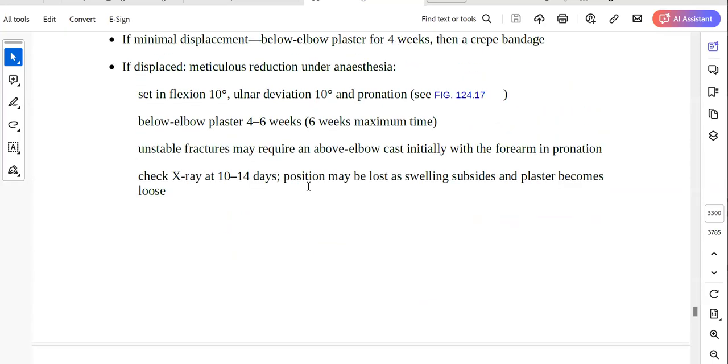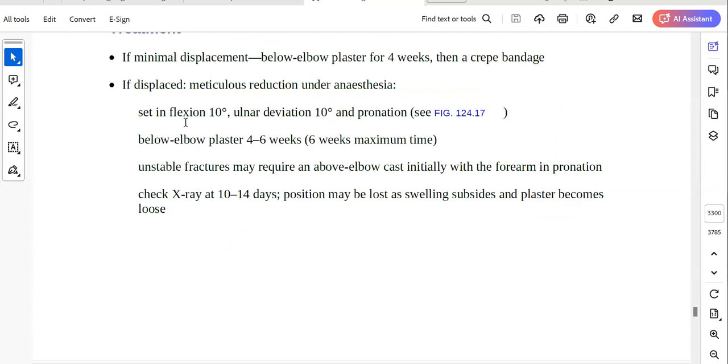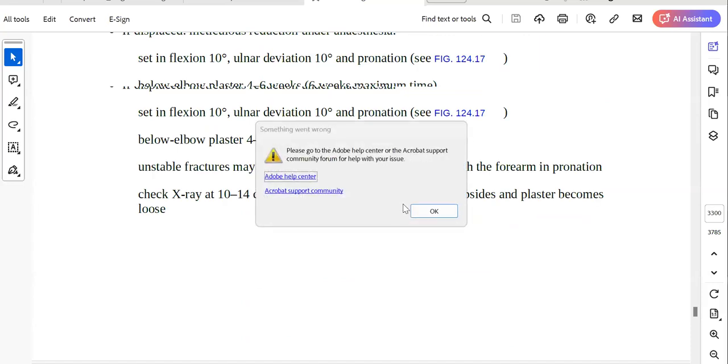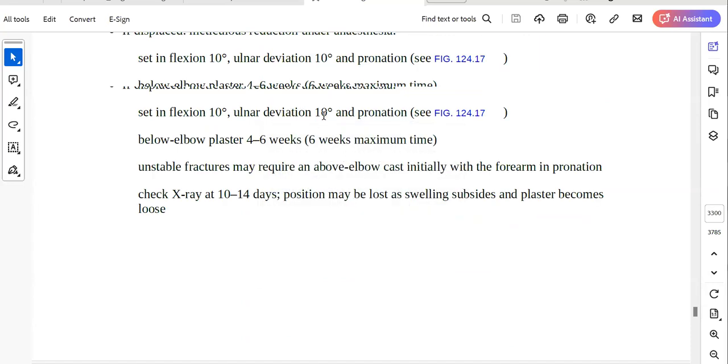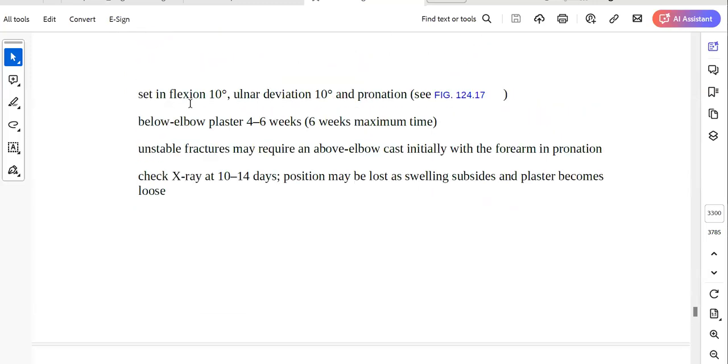Now, how we position this cast comes in exam sometimes. We put the wrist in 10-degree flexion, 10-degree ulnar deviation, and pronation. Easily you can remember it by writing FUP. FUP means flexion, ulnar deviation, and pronation. That's how we mainly do the plaster casting, which is a below elbow plaster cast for Colles fracture. And this has to be there for at least 4 to 6 weeks.